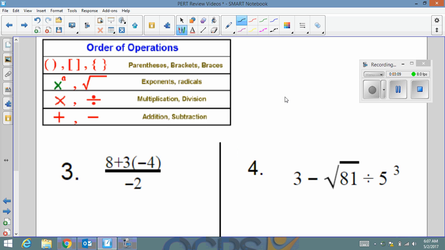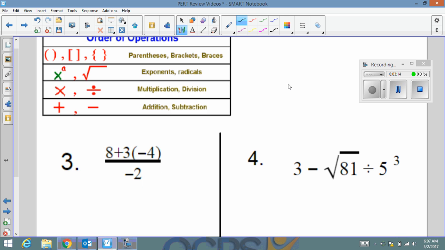Let's do number 3 and 4. So number 3 looks complicated because we've got that fraction bar. But again, that's going to fall under parentheses. First I'm going to do everything in the numerator, everything in the denominator, and then a fraction is just a division problem. So then I'll do my division. So in the numerator, first I have this multiplication, 3 times -4. So I'm going to do 8 plus a -12, or I could have just done 8 minus 12.